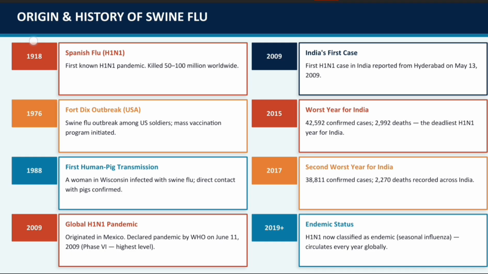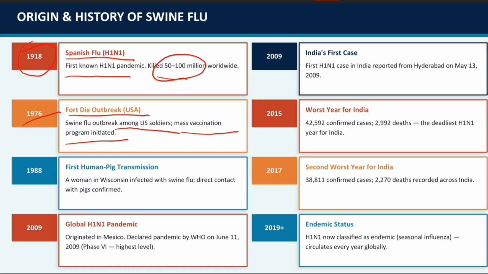It all started in 1918. Spanish flu, H1N1, was the first known H1N1 pandemic. It killed almost 50 to 100 million people worldwide. In 1976, there was a swine flu outbreak at Fort Dix in the USA. It came among the US soldiers. The government actually launched a mass vaccination program because of this virus. In 1988, first human pig transmission happened.